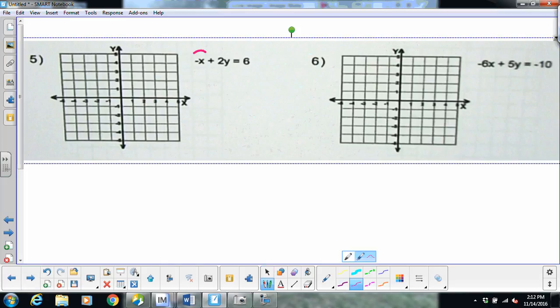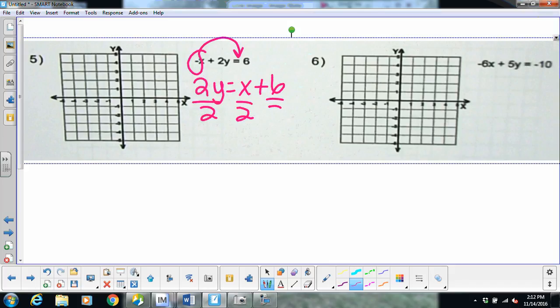Okay, so here I'm going to move my x and it's going to become positive. And then I have to divide everything by 2. So that gives me y equals 1/2 x plus 3. So now it goes back to exactly how 1 through 4 are. You're going to start at your y-intercept, which is +3. And then I've got a slope of up 1 and right 2. Okay, or down 1 and left 2 gets you to the same place. Don't forget to connect your dots.